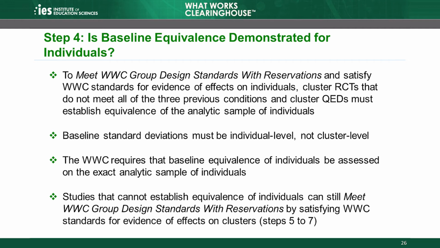If a study cannot establish equivalence of individuals, it may still be able to meet WWC Group Design Standards with reservations by satisfying WWC standards for evidence of effects on clusters. This concludes the 4 steps in the review to satisfy WWC standards for evidence of effects on individuals for a cluster study. After completing a few knowledge checks, we'll move on to discuss the process of the review to satisfy WWC standards for evidence of effects on clusters.